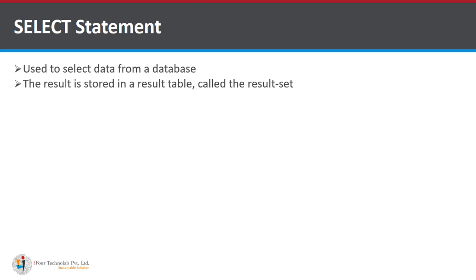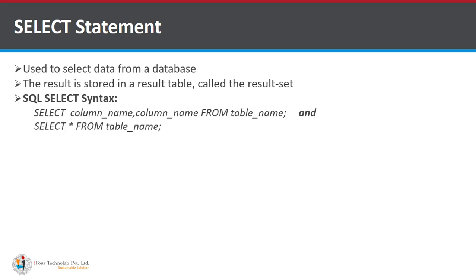Now we have select statements whose general purpose is to display data from a table or views. Let's have a look at the select statement. As I already told you, the result is stored in a result table called the result set. The syntax is select column name 1, column name 2, whatever the names of the columns in your table, from table name. If you want every column of the table to be displayed, then you just write select star from table name. It will fetch all the columns' data and display it in your result set.